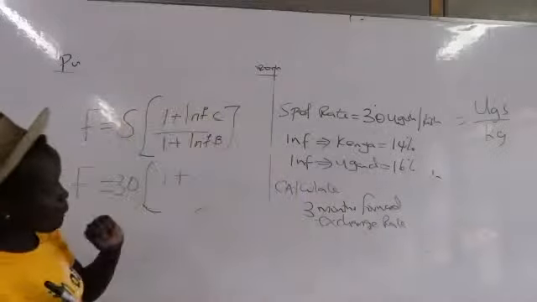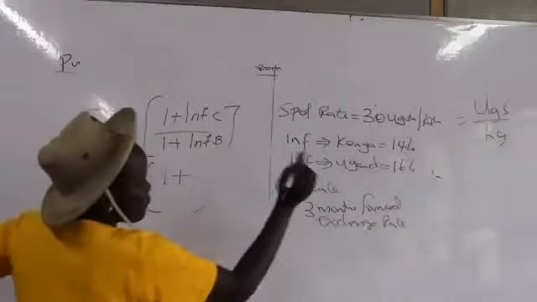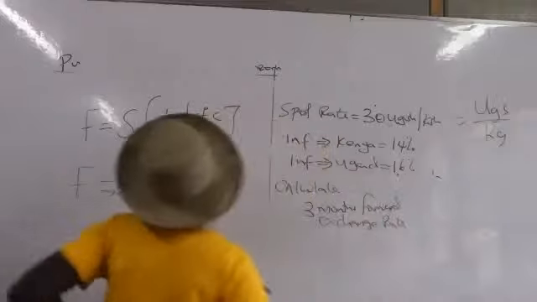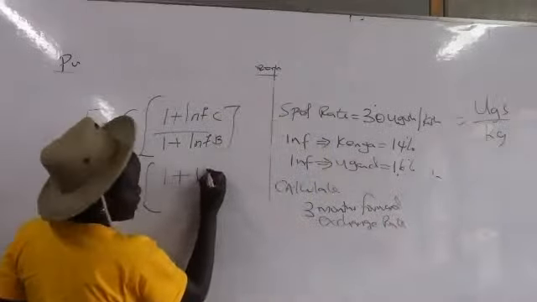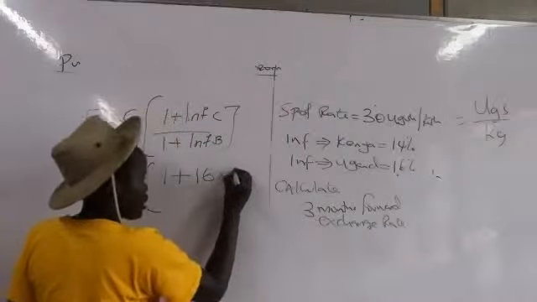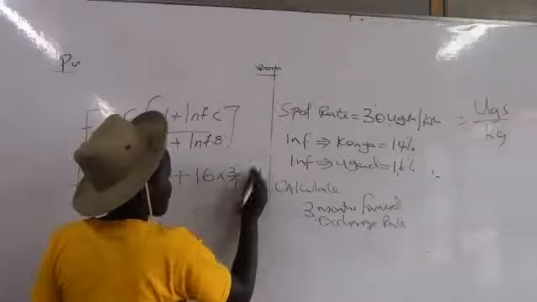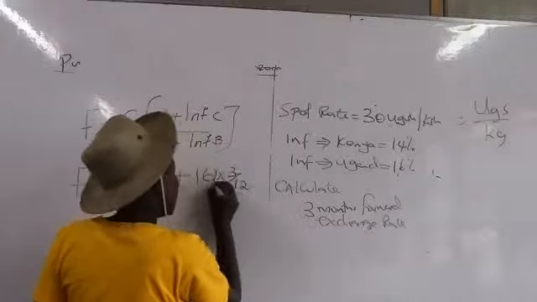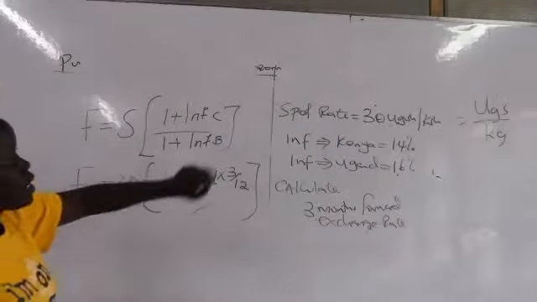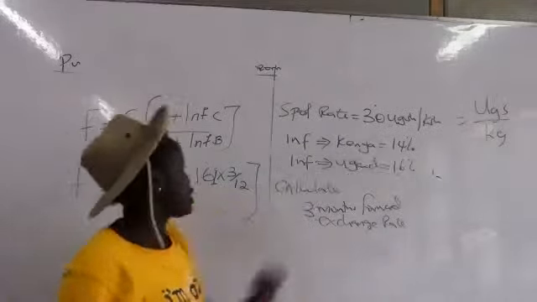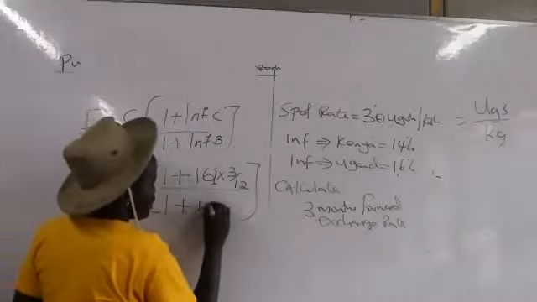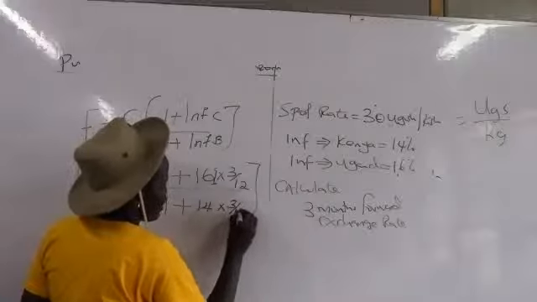So you write 1 plus inflation of Uganda. The inflation of Uganda is 16. You will write 16, but it's 3 months, so you have to apportion. Okay, 16%. So the inflation of B will be 14%. So you write 1 plus 14 times 3 over 12.